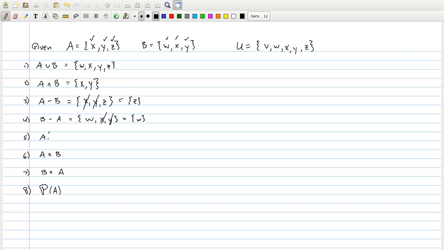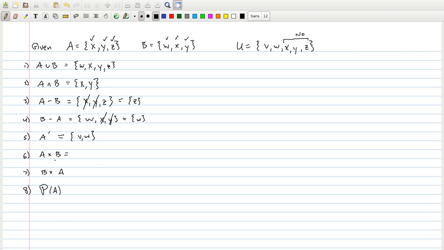Question 5, A complement. This is the set of all elements that are not in A. So we start with the universal set, V, W, X, Y, Z, and we're going to take out those elements that are in A. So we don't want to include the X or the Y or the Z, so we don't want to include any of these. We only want to include the V and the W. So that's A complement.